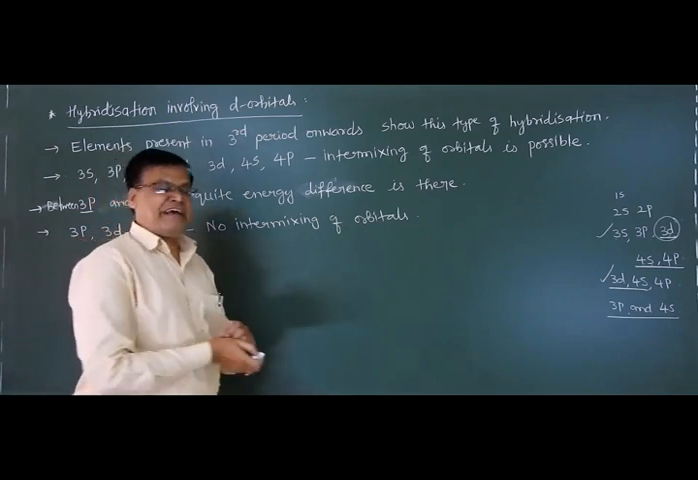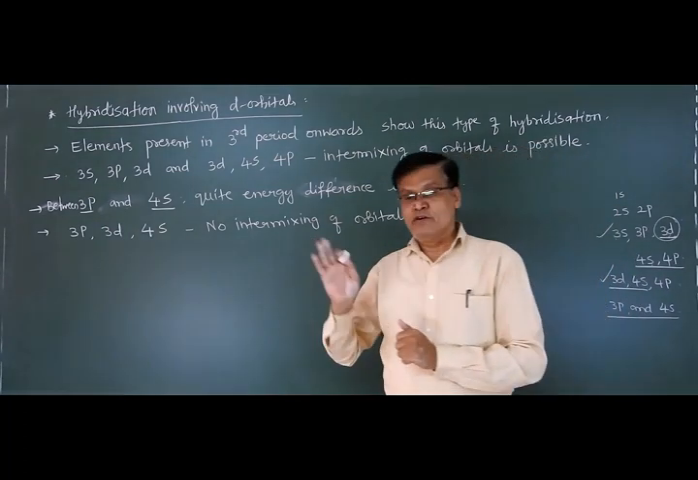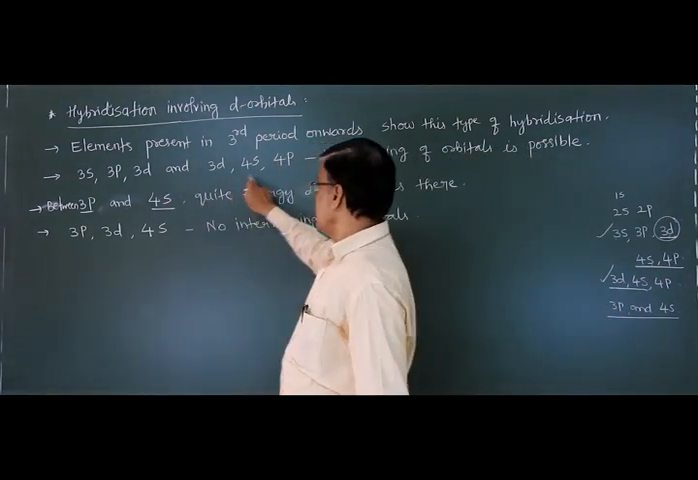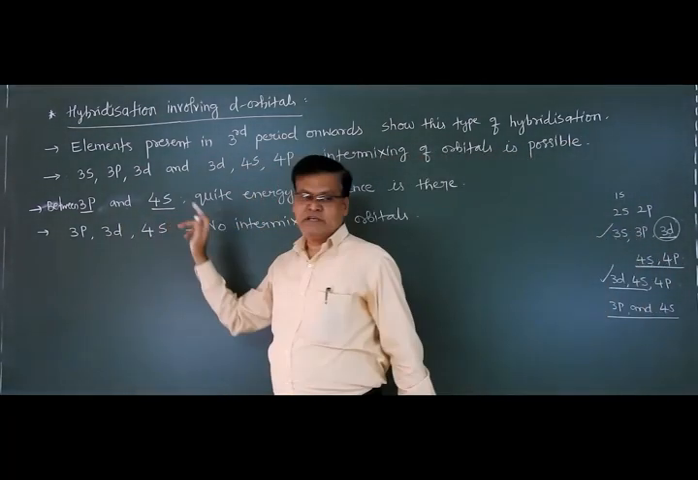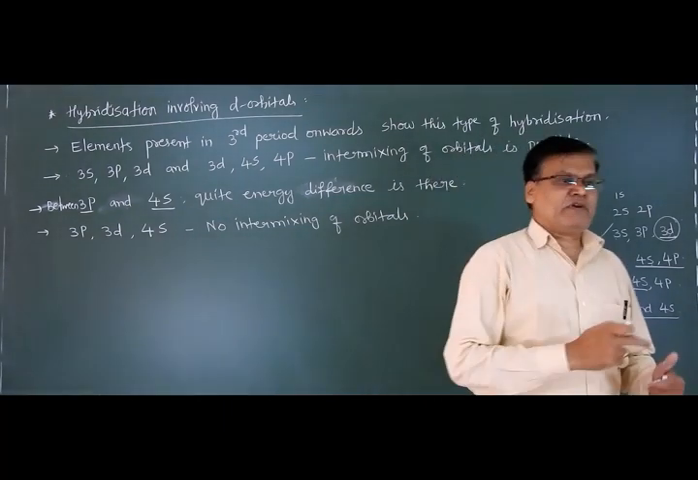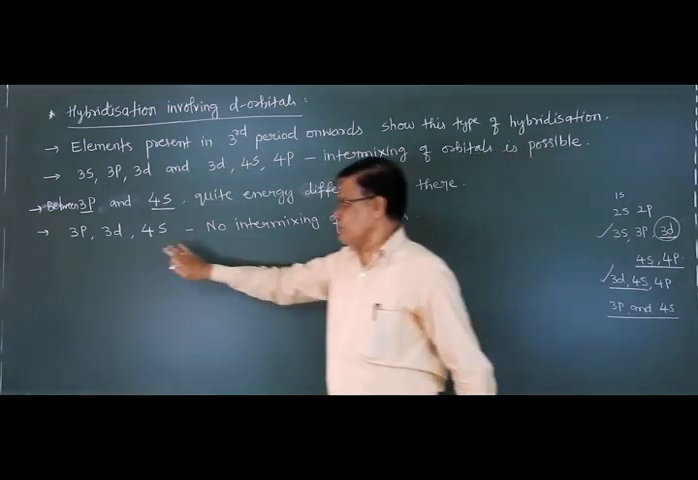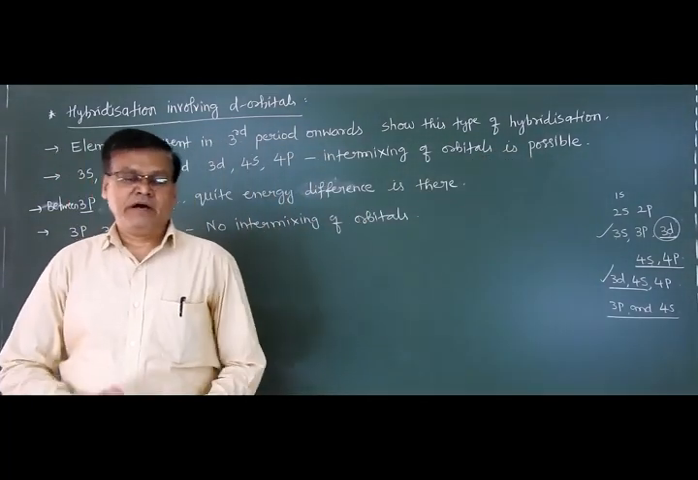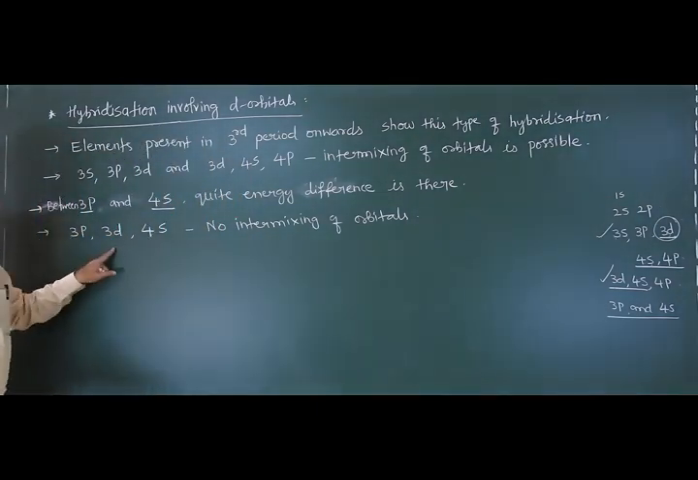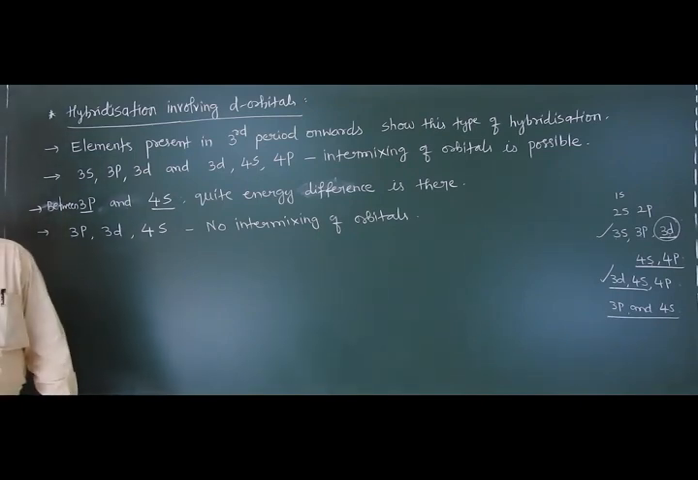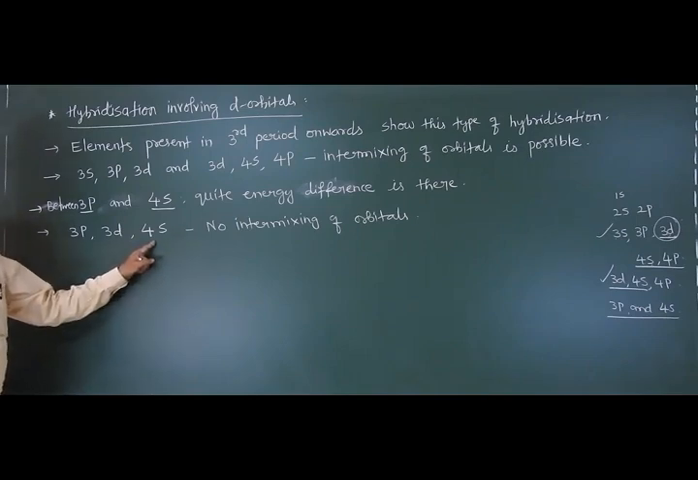3d orbitals have comparable energies with 3s and 3p, and in the same way 4s and 4p. Therefore, intermixing of these orbitals is possible. Between 3p and 4s orbitals, the energy difference is quite large. Such orbitals never participate, and intermixing never takes place. This is a combination, and here also a possible question: among the following pairs of orbitals, which pair does not involve hybridization, or for which pair is intermixing of orbitals not possible? 3p, 3d, 4s. This is not possible. Clear?